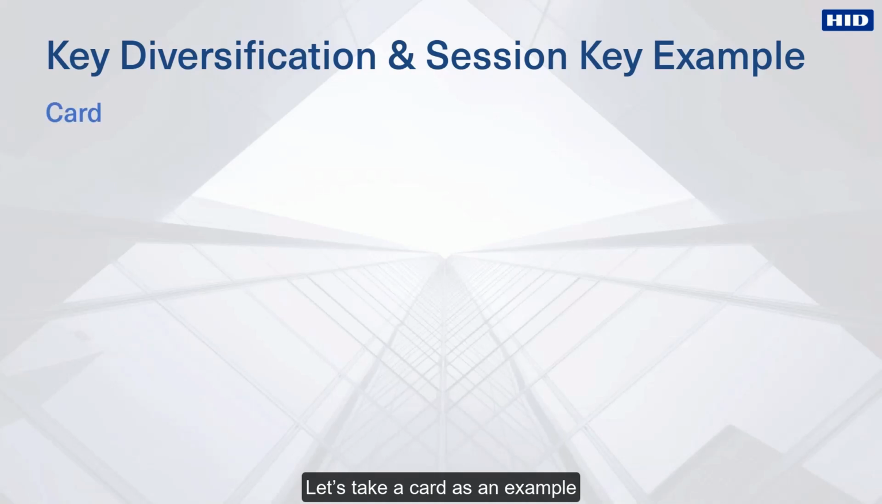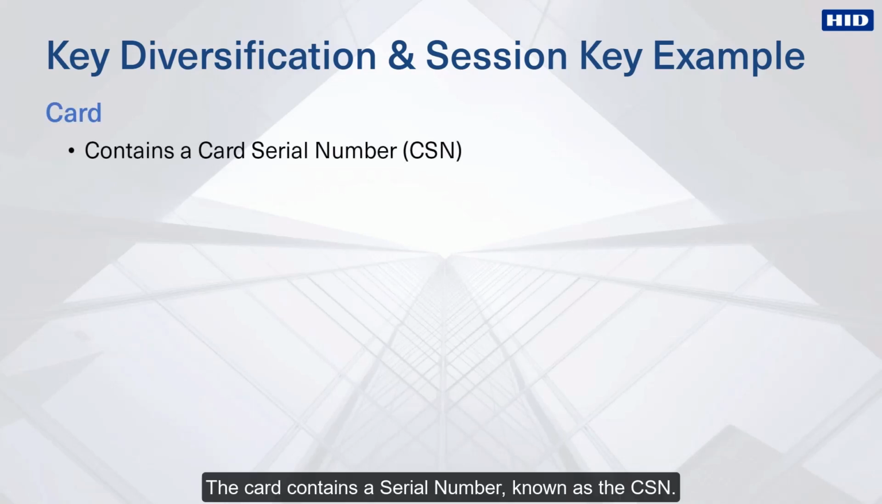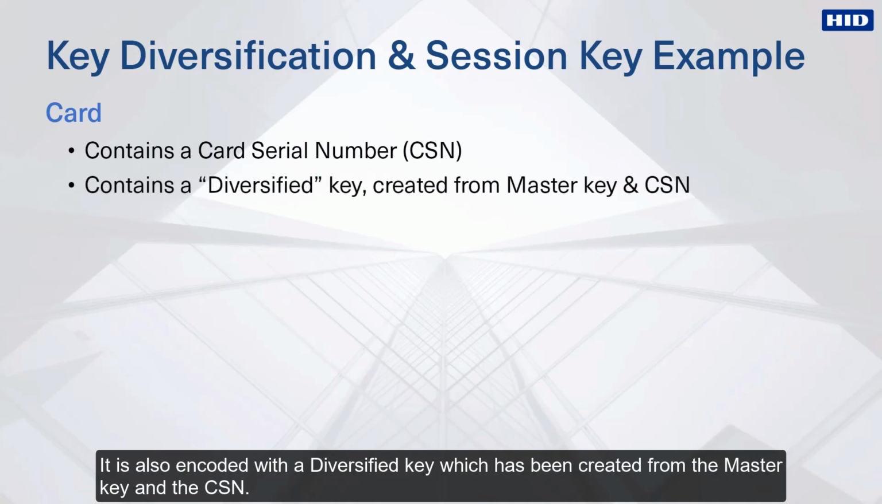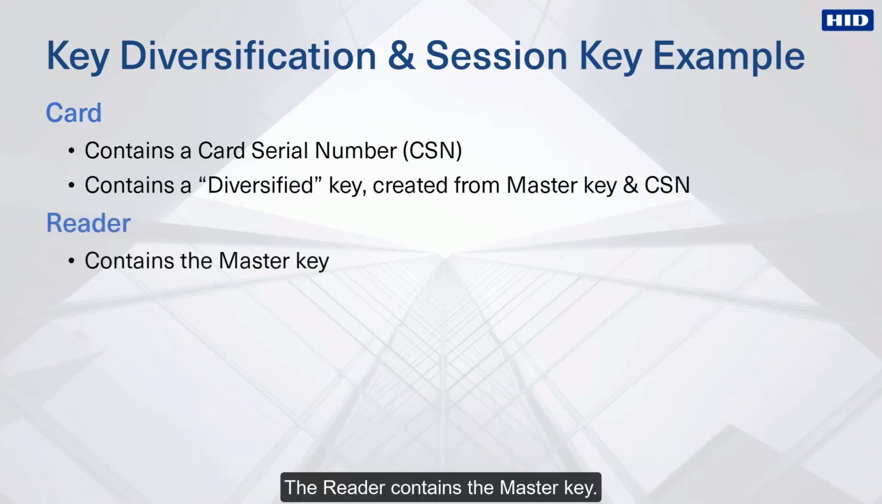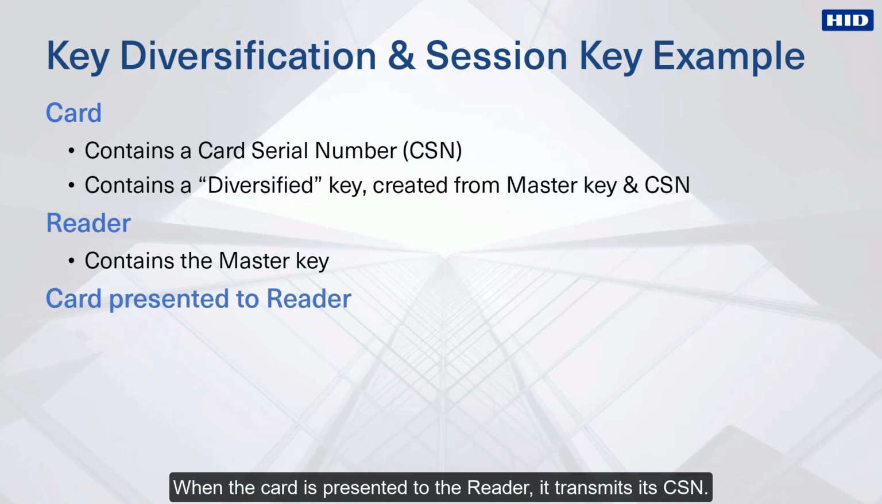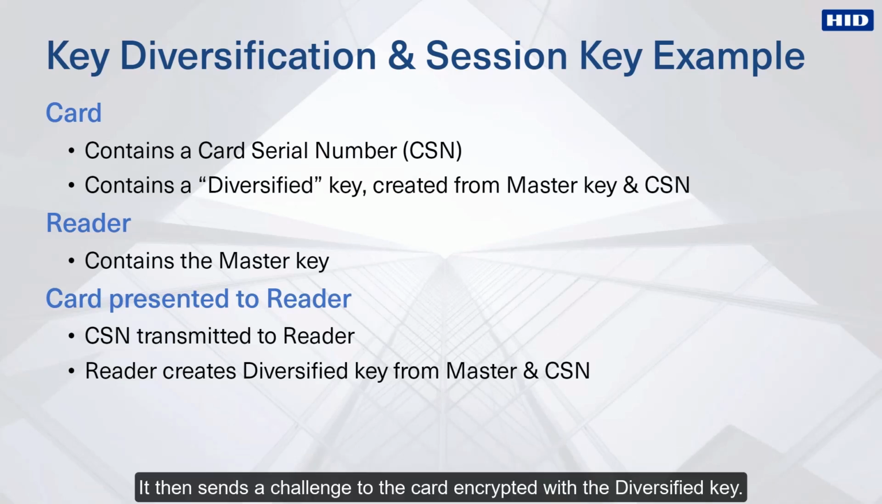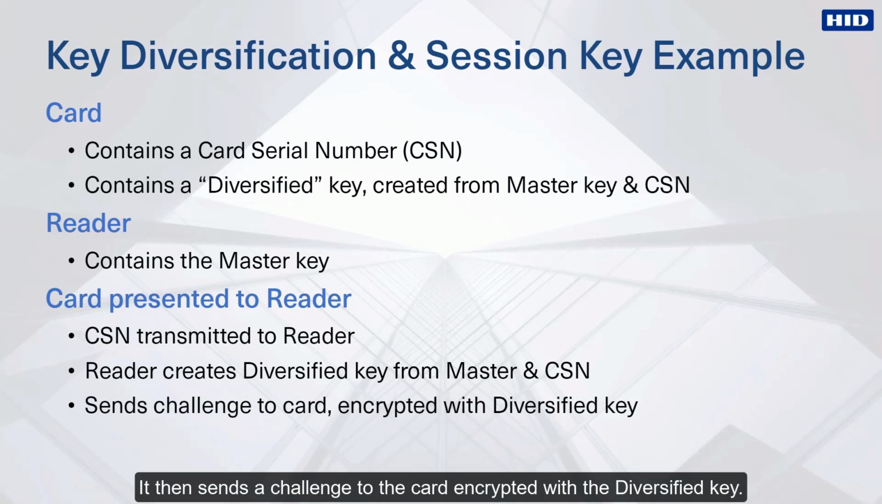Let's take a card as an example. The card contains a serial number, known as the CSN. It is also encoded with a diversified key, which has been created from the master key and the CSN. The reader contains the master key. When the card is presented to the reader, it transmits its CSN. The reader creates the card-specific diversified key from the master and the received CSN. It then sends a challenge to the card encrypted with a diversified key.